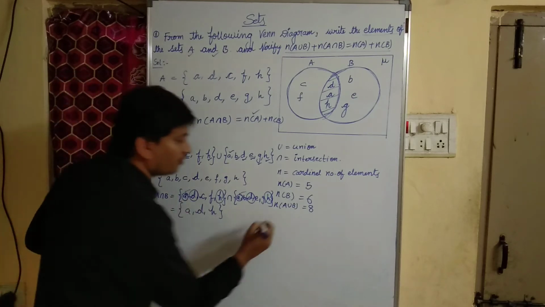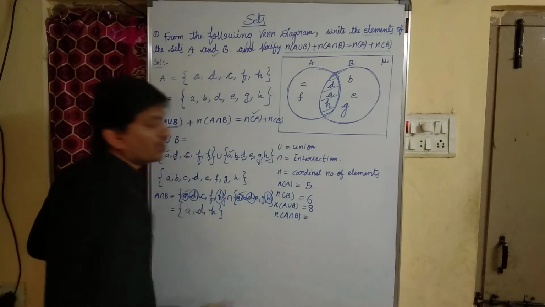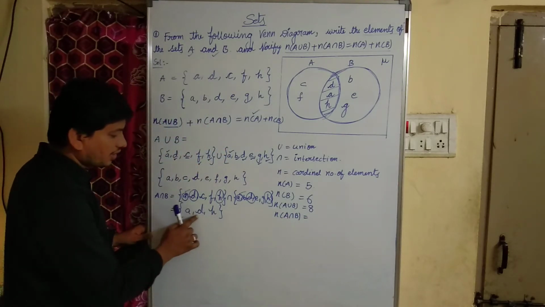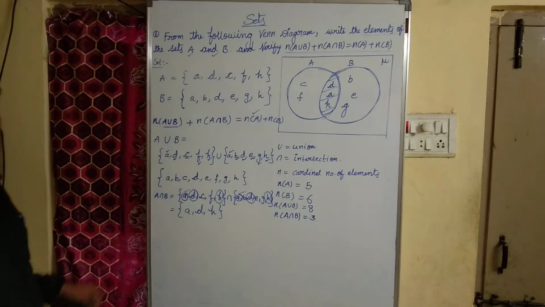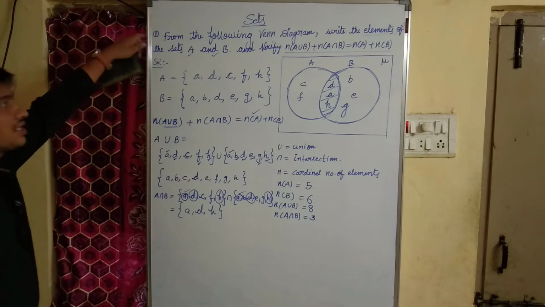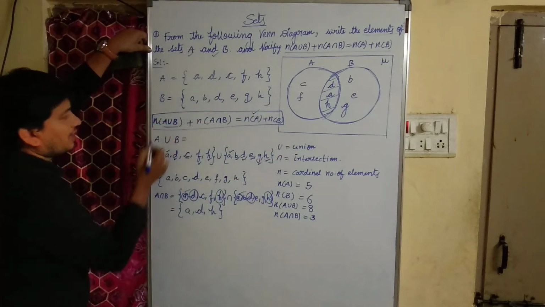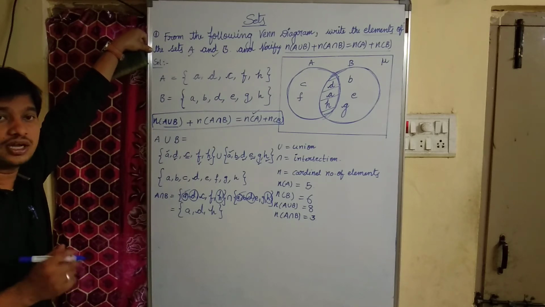Now coming to, we need to find out n of A intersection B. N means number of elements which are present in set A intersection B. We have 1, 2, 3. So n of A intersection B is 3, children. Right? Now they are asking to verify n of A union B plus n of A intersection B equal to n of A plus n of B.